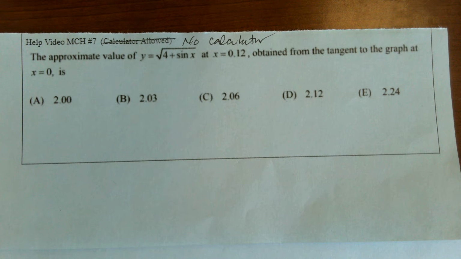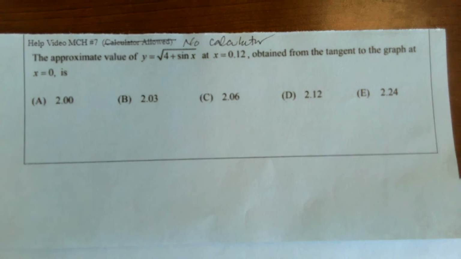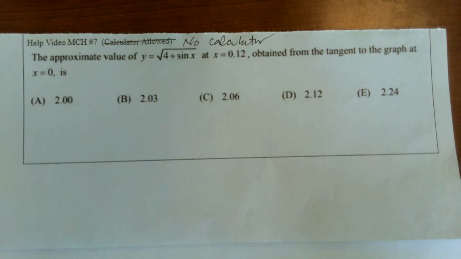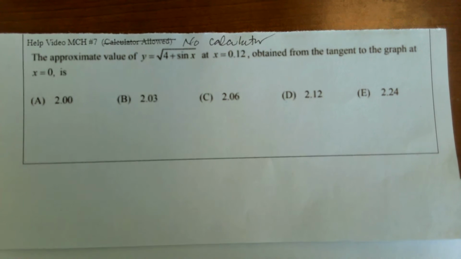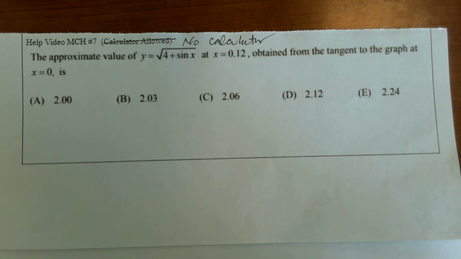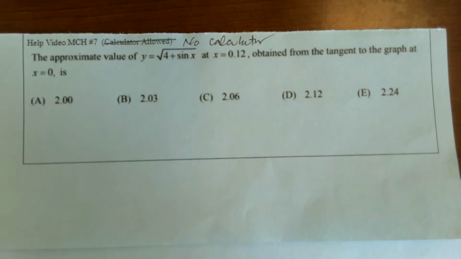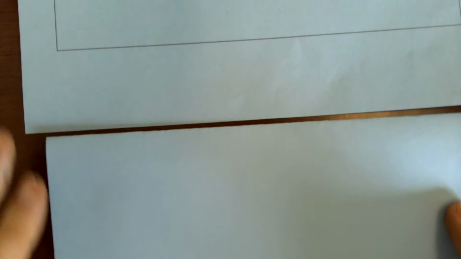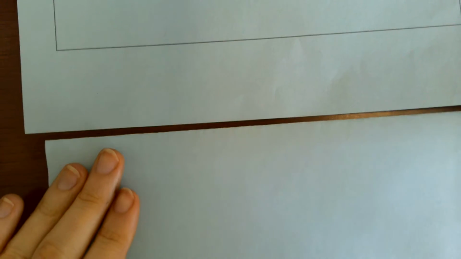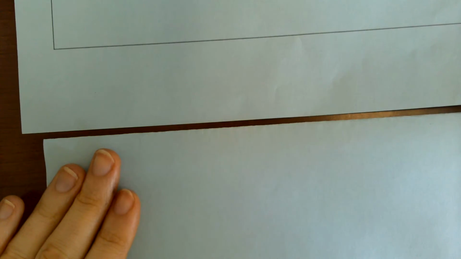Okay, so here we have this multiple choice problem. The approximate value of y equals 4 plus, y equals that function at x equals 0.12 obtained from the tangent to the graph at x equals 0 is, okay, so guys, this is a linear approximation one. So you need to know that, okay, you need to know this formula.